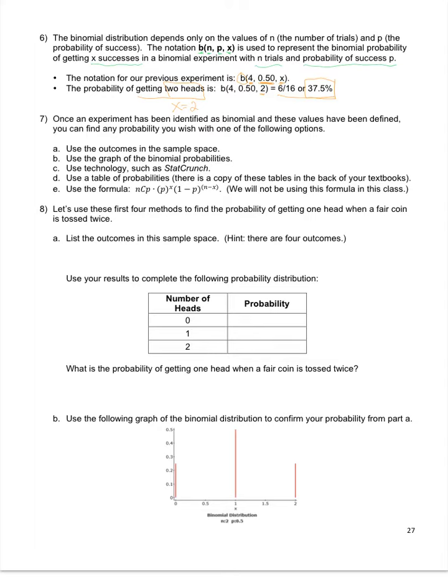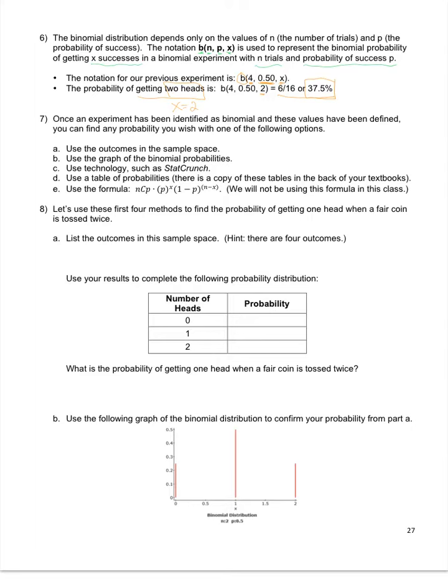Okay, number 7. Once an experiment has been identified as binomial and these values have been defined, you can find any probability you wish with one of the following options. So you can use the outcomes in the sample space. You can use the graph of the binomial probabilities. You can use technology such as StatCrunch. You use a table of probabilities, and there's a copy of these tables in the back of your textbooks. Or you can use a formula.